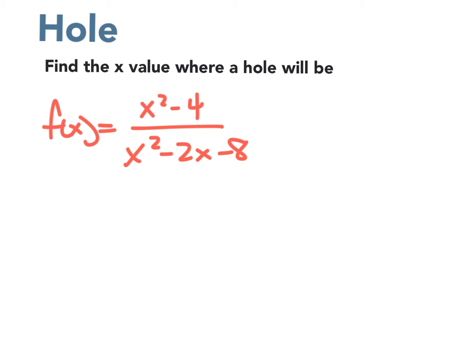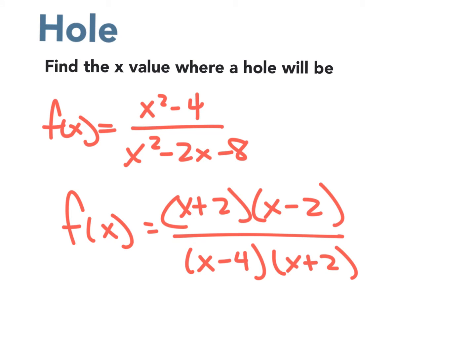All right, we're going to just find the x value where a hole will be for (x squared minus 4) over (x squared minus 2x minus 8). We're not going to go through graphing all of this, because the only step you add is just putting a hole wherever the x value is. So to find the hole, we first want to simplify it.